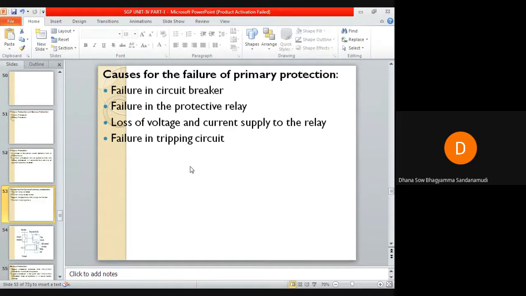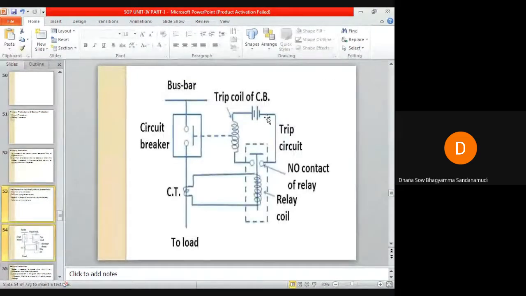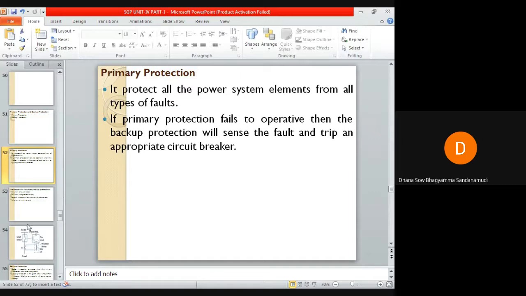Next is failure in the tripping circuit. So what is the tripping circuit? It is used to transfer a signal from the relay to the breaker. If the system has failed to operate, then the circuit breaker will not open. Because of some reason, the trip coil is not energized, so the moving contact won't be able to move away from the fixed contact. So we can say there is failure in the trip circuit.